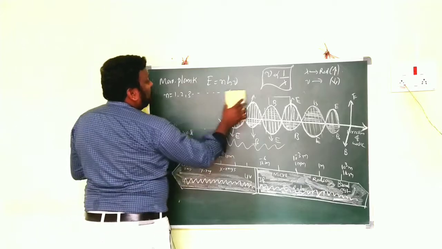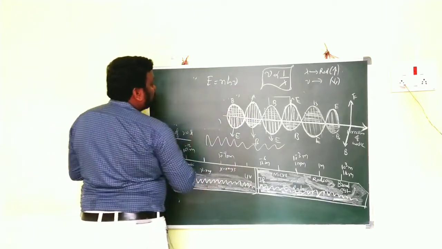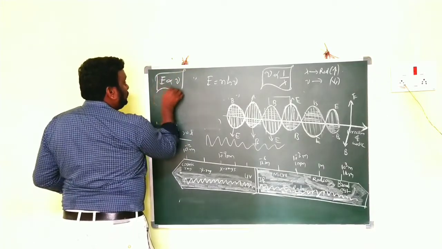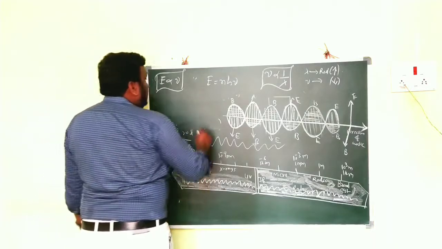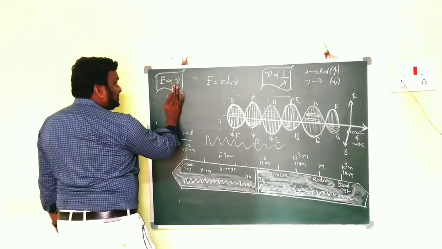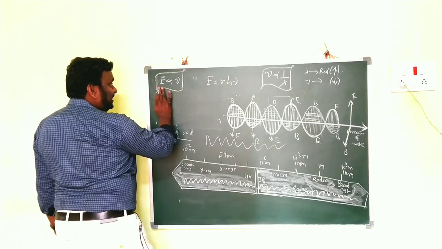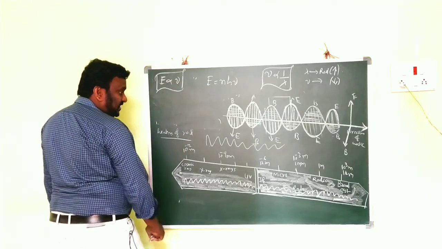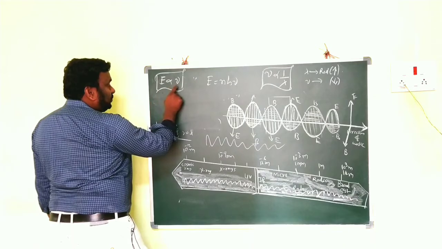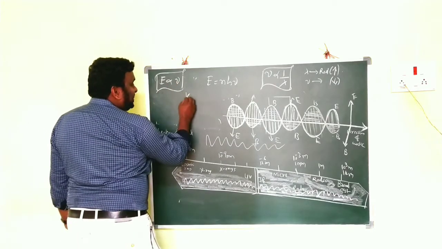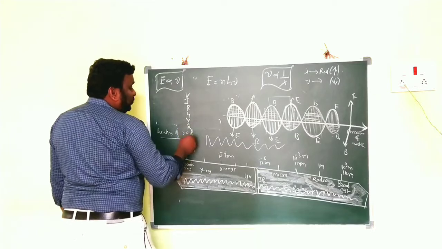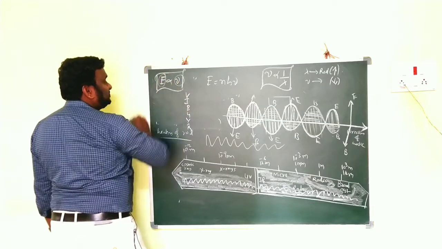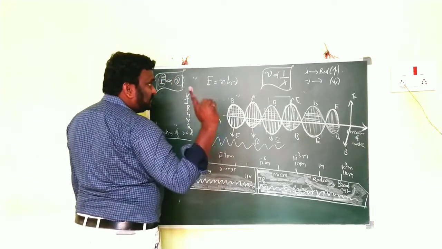Clear, children? So here you have to observe now: E is proportional to nu. That means the energy emitted is directly proportional to the frequency of radiation. So among the seven colors, the color which has the most frequency should have more energy. Got my point, children?